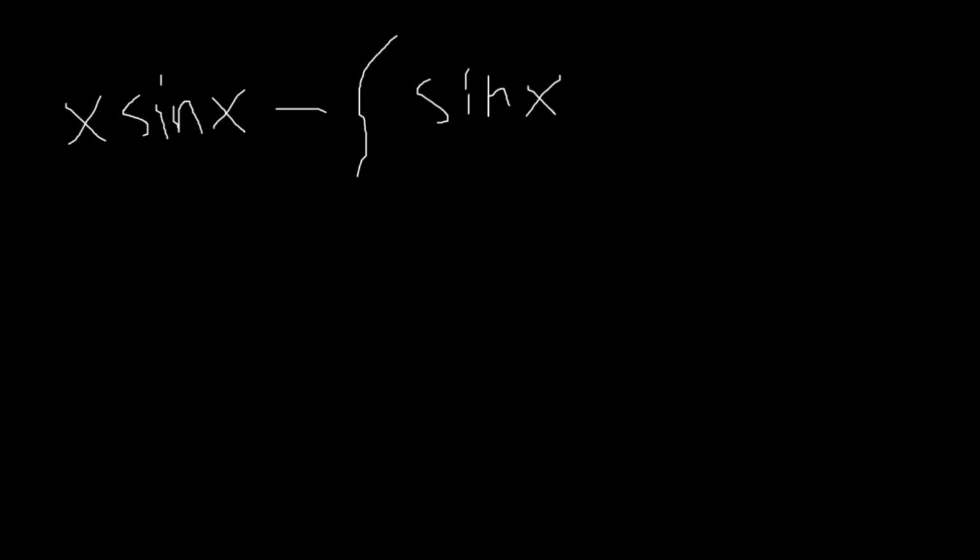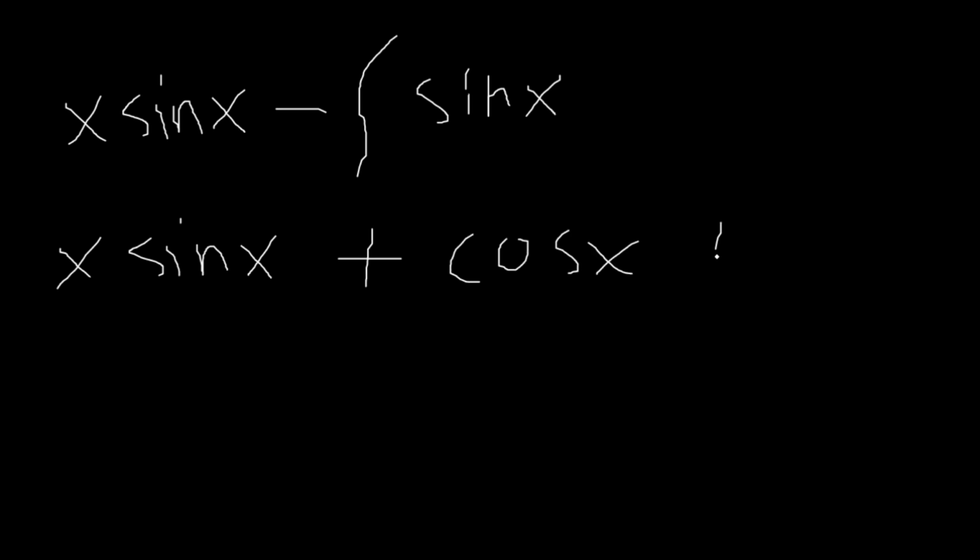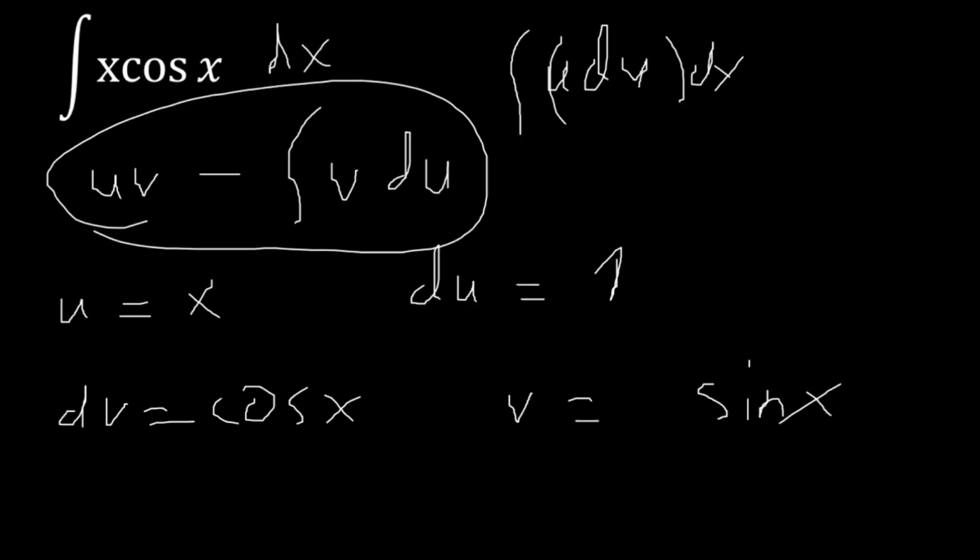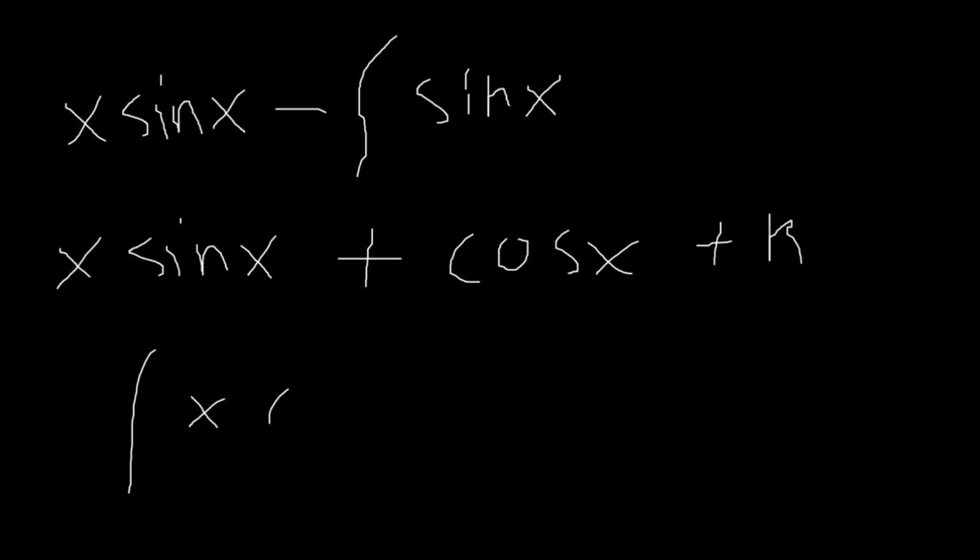Oh god, you are just done. That's x sine x minus, if you integrate sine x, you are going to have minus cos x, that is plus cos x plus a constant k. And that's amazing. What if you had the integral of x cos x from 0 to 1?